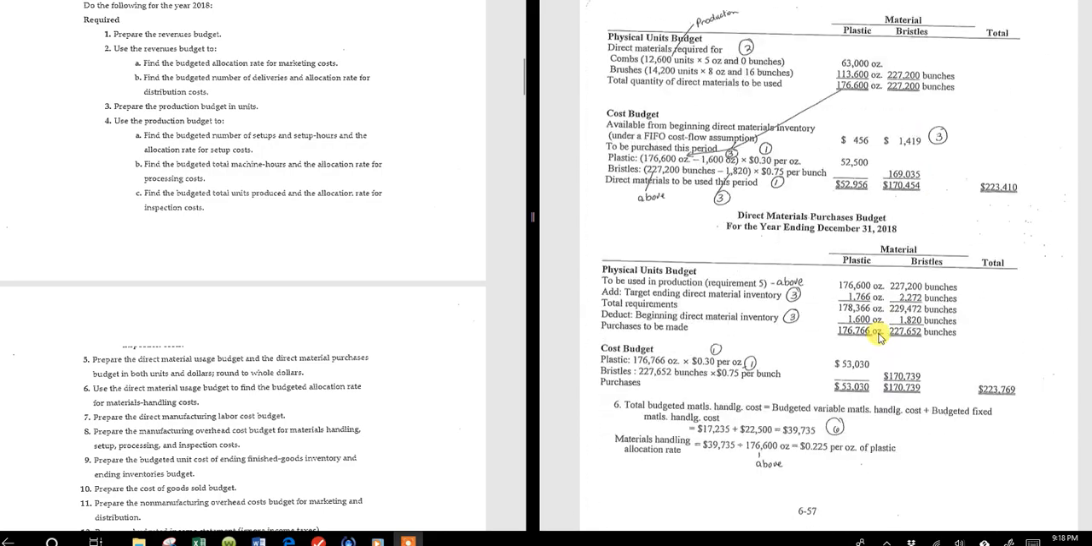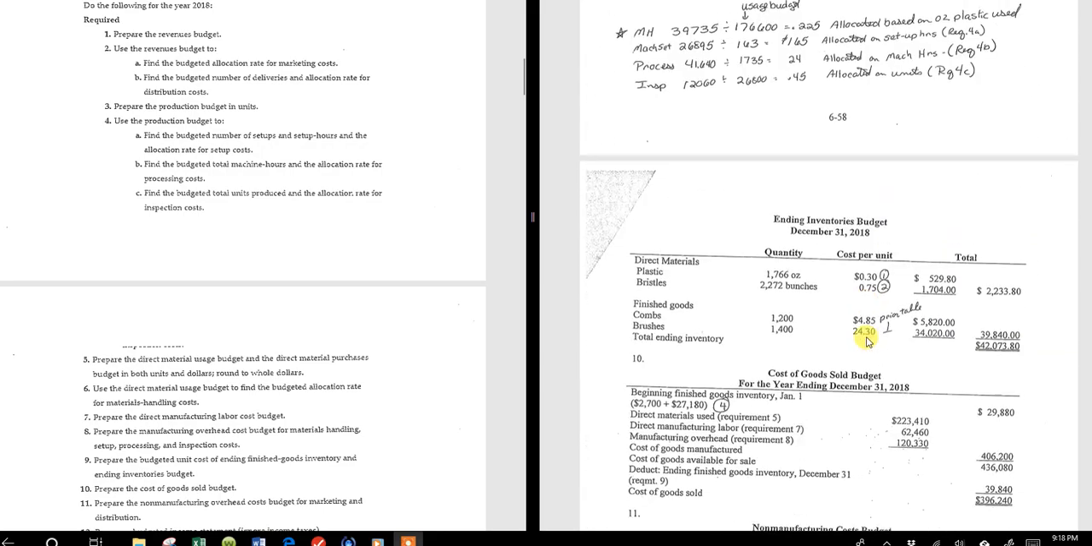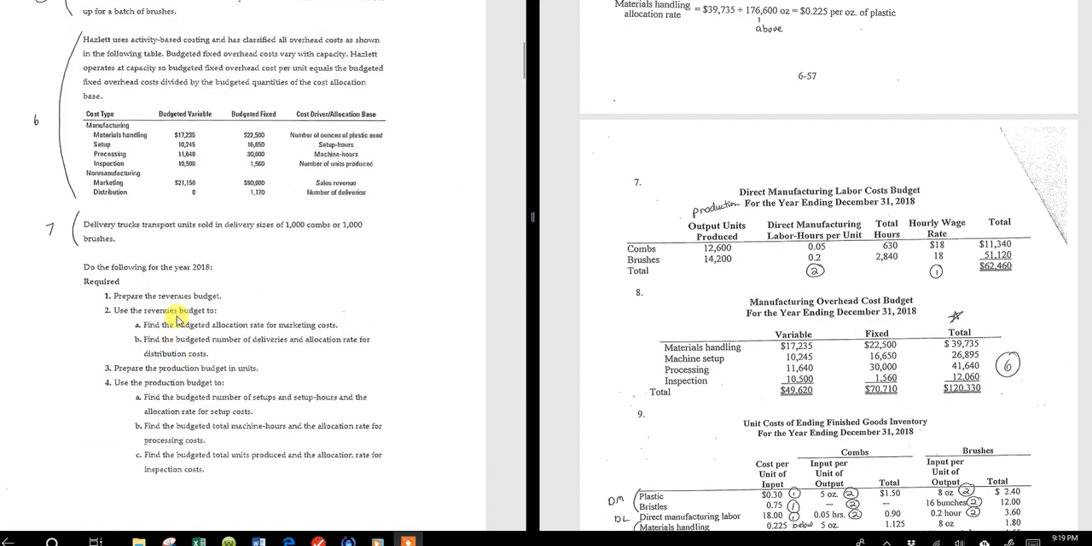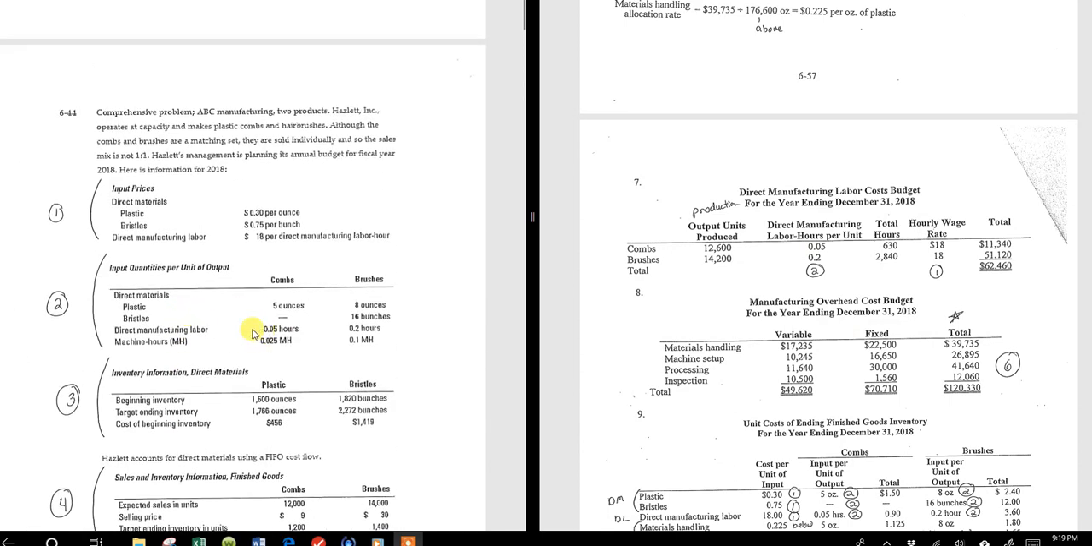And I'm going to take it times how long it takes me to make them, and what is my wage rate. So I go to my second one, and it tells me it takes 0.05 hours and 0.2, and my wage rate is $18 per hour. So again, finding it is half the battle. So my total labor costs are $11,340 and $51,120. And again, I probably would have done this vertically and kept combs in one column and brushes in another one.